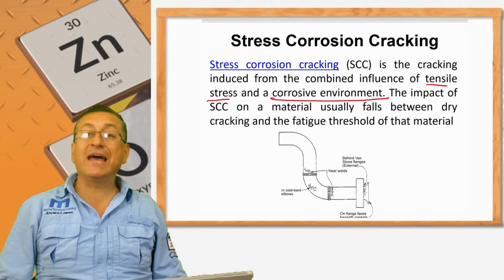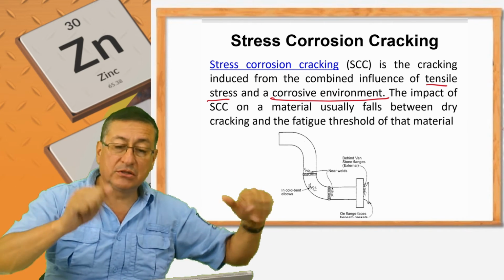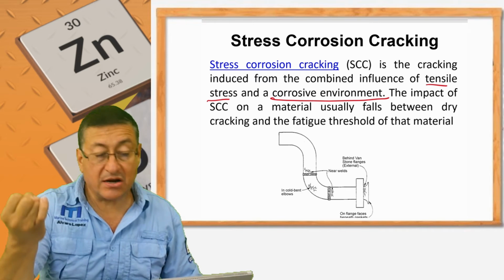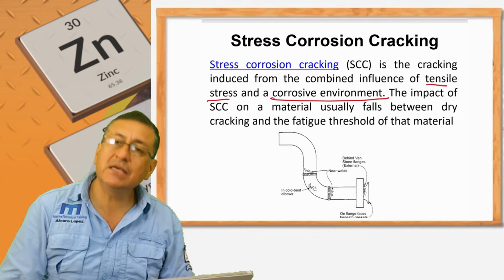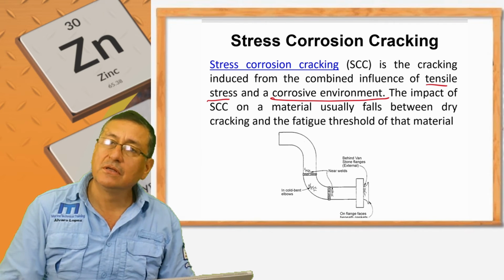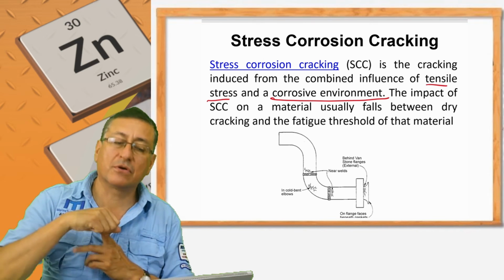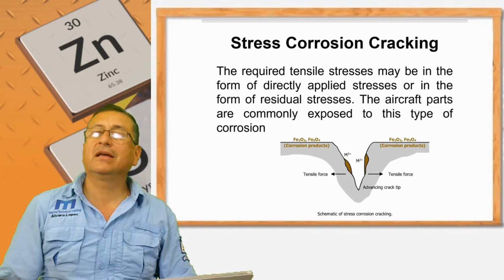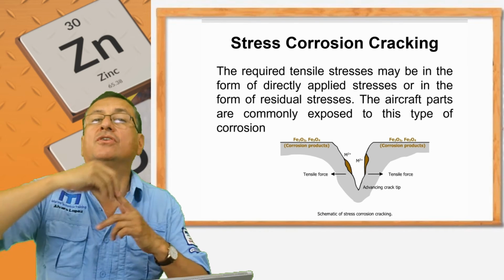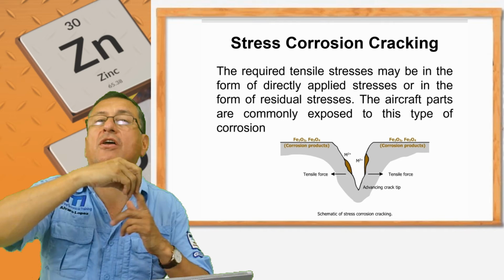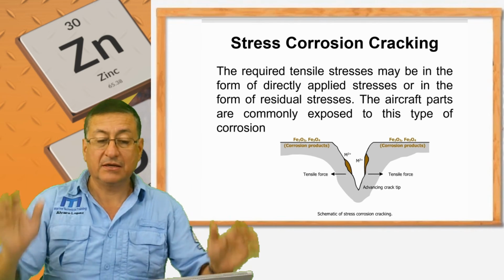The impact of SCC on a material usually falls between dry cracking and fatigue cracking. Yeah, fatigue in the metal is incredible, no? Because the metal is exposed to cycling effort. This is the example. What is the meaning of that? Small cracks are propagated because the cycling movement of the metal produces stress, and the stress propagates a crack.